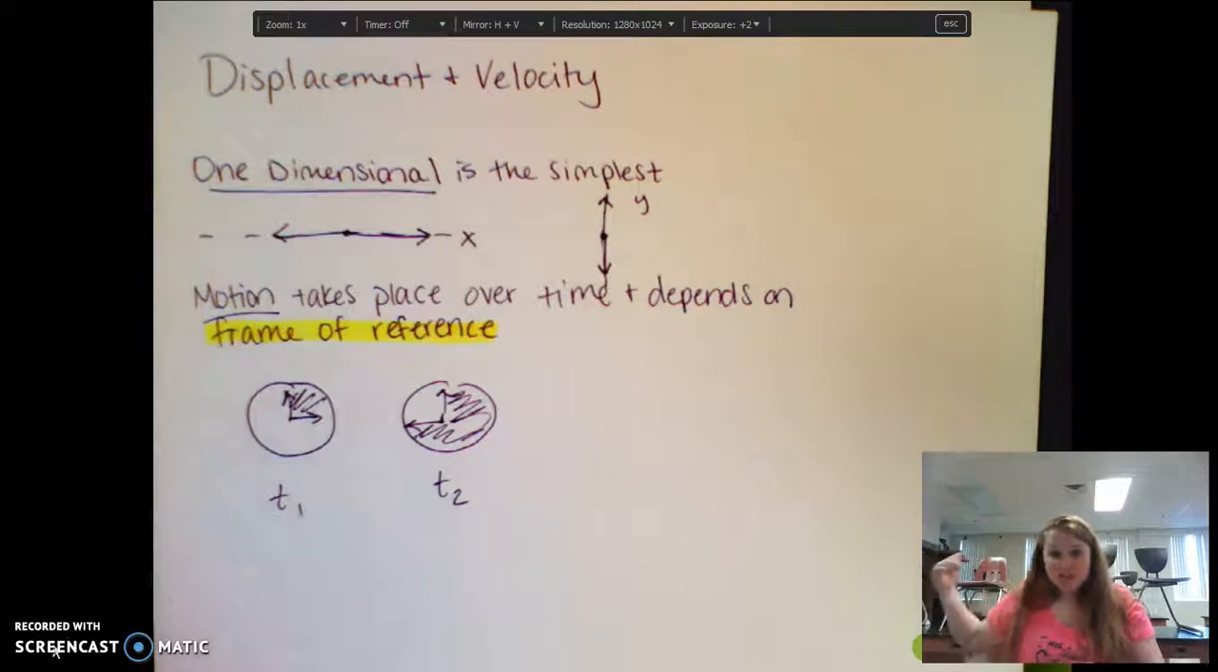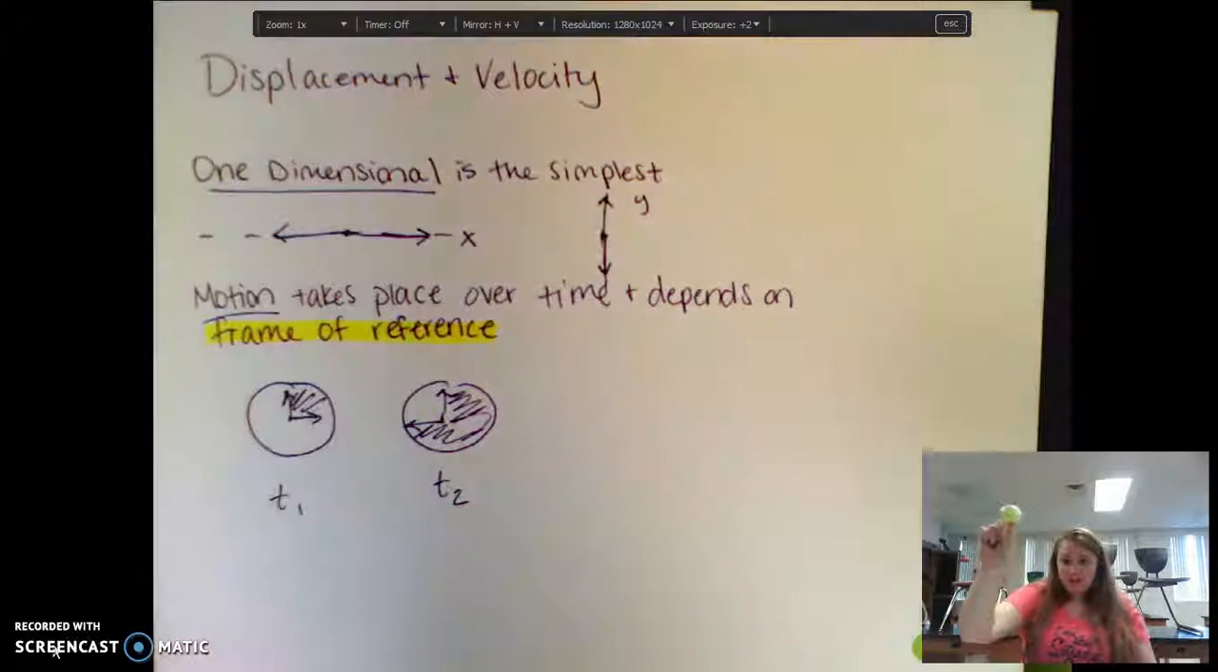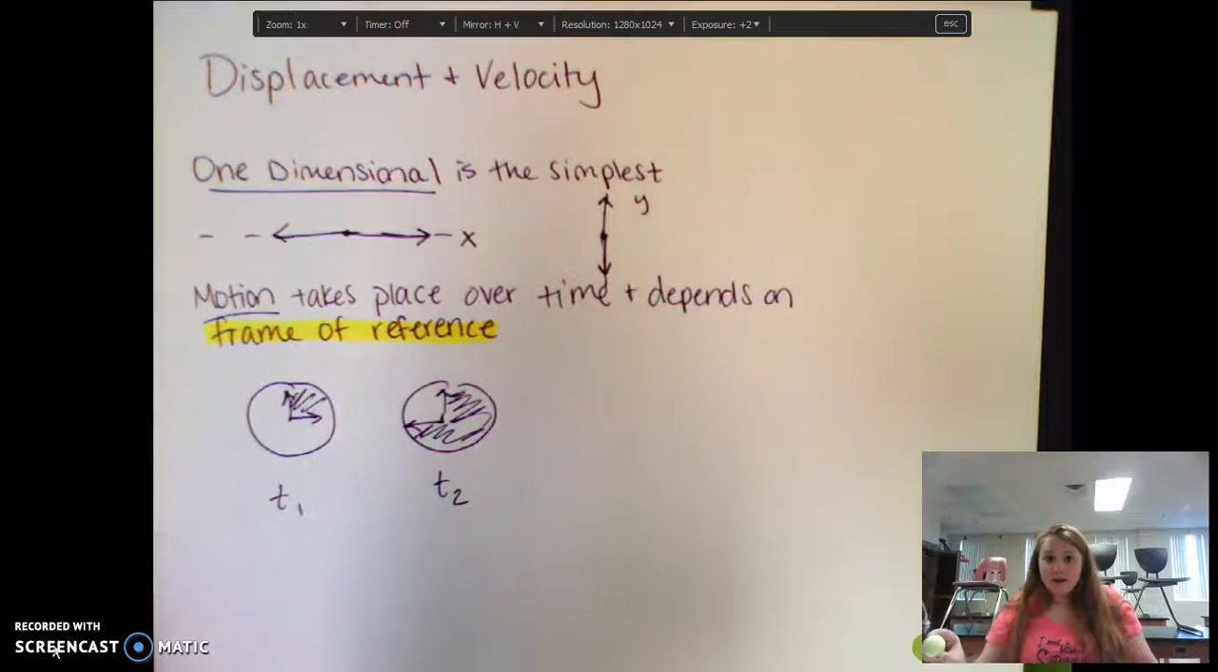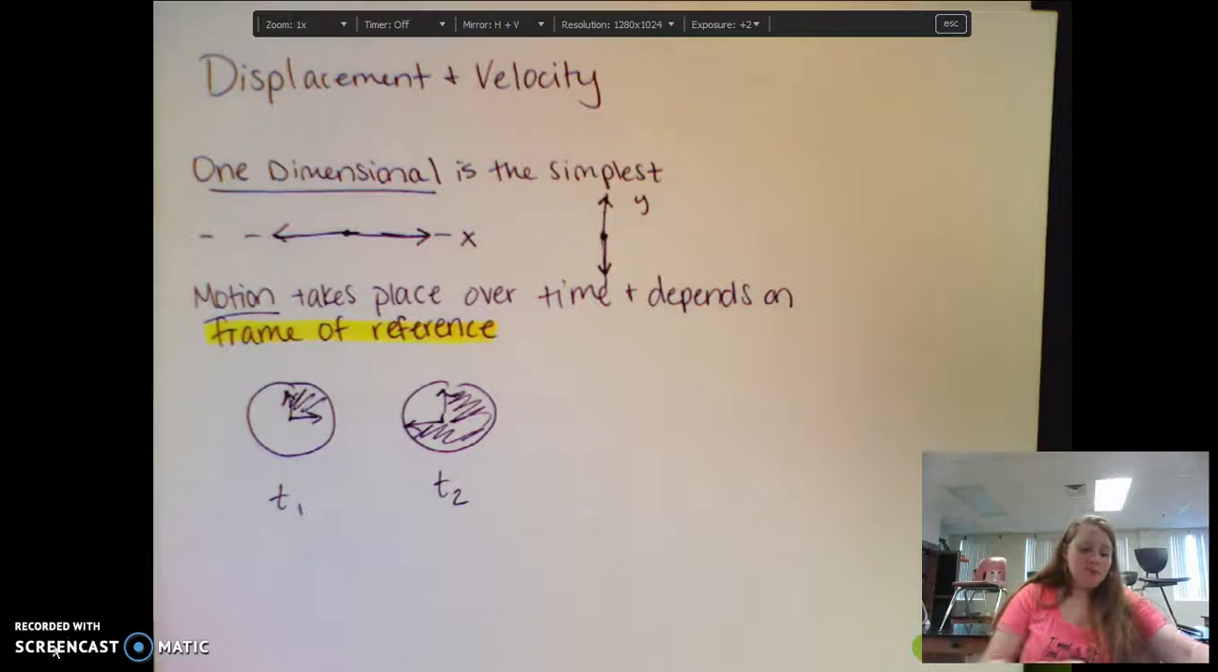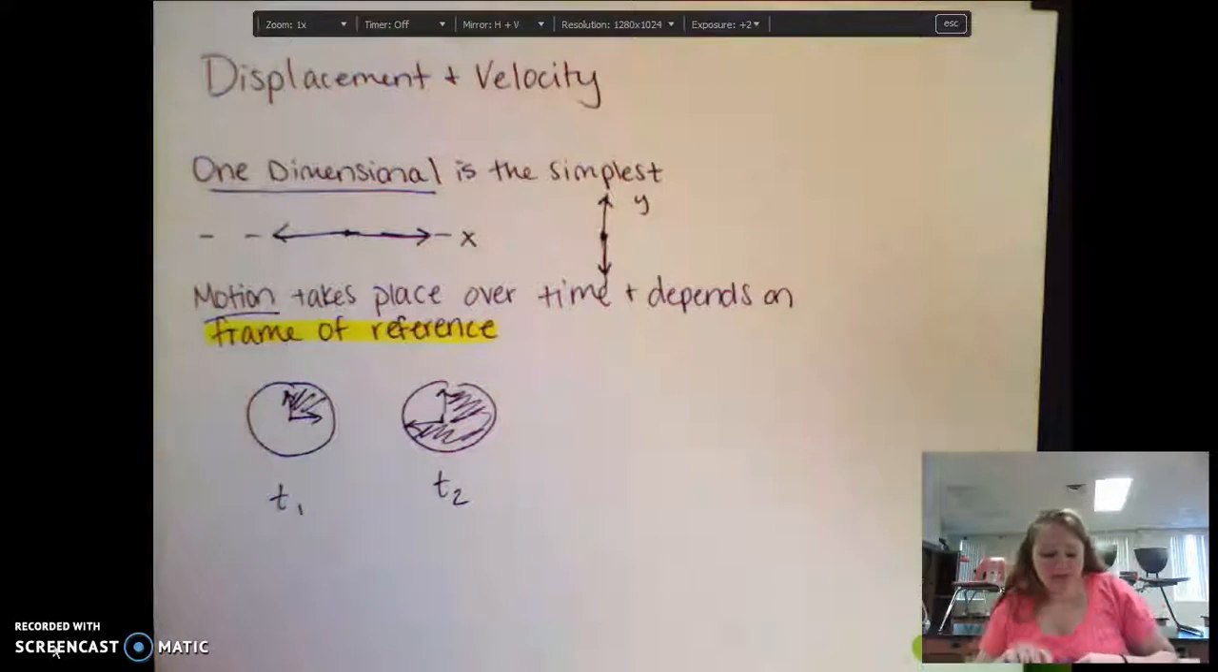However, according to someone out in space, it actually took this kind of path where it was moving horizontally, but it also went up and down. So it moved in 2 dimensions if we're talking about compared to space. But compared to me, I am stationary, it went up and it came back down. So maybe that'll help you a little bit with understanding frame of reference.